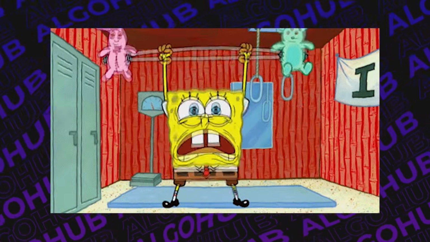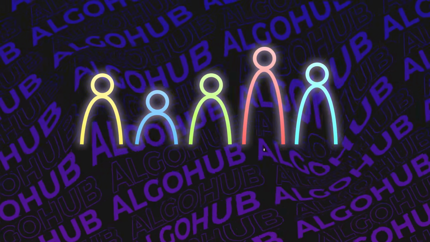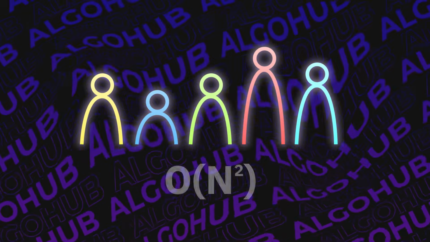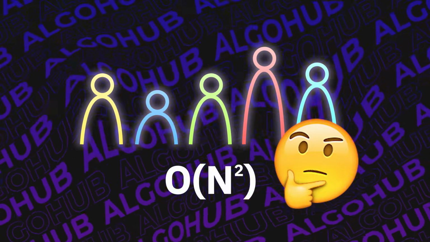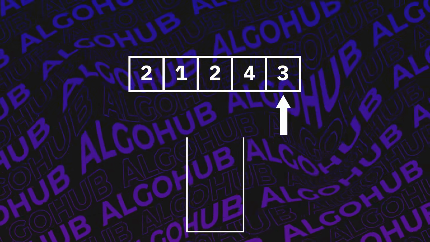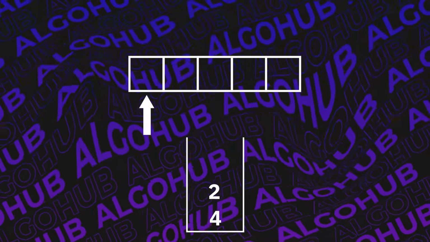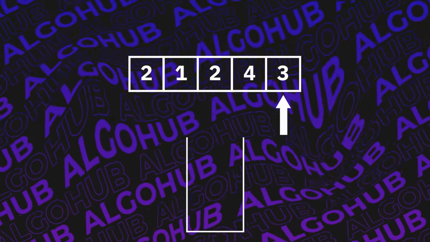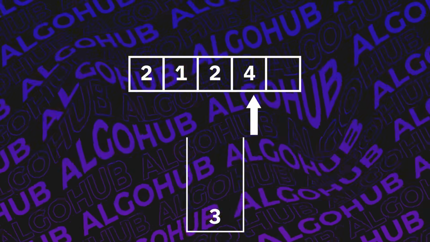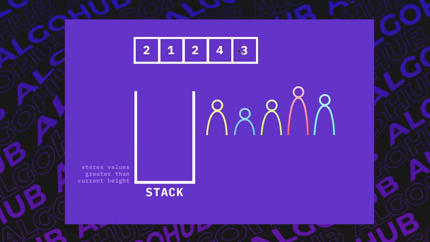Let's think about the brute force solution first. For each height, iterate through the rest of the array to find out the next greater height. The time complexity would be O of n squared, but do we really need to loop through the entire rest of the array? We're going to iterate from right to left and use a monotonic stack to keep the higher people on your right. In this case, we're going to be maintaining a monotonically decreasing stack. Every time we put an element into the stack, we still want to make sure that the stack is monotonically decreasing. We have 2, 1, 2, 4, and 3.